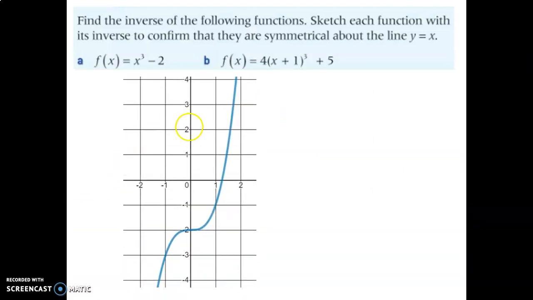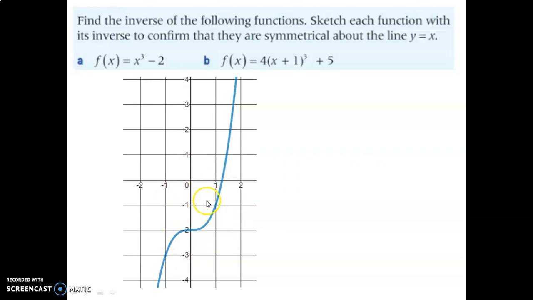So here is the first one graphed. Okay, so x cubed minus 2 graphed. Looking at that graph, does this one have the max or min points, or is it the kind of cubic that has no max or min? Well, it's the kind that has no max or min, right? There's no hill and valley. It just continues upwards. So this kind will always have an inverse function.